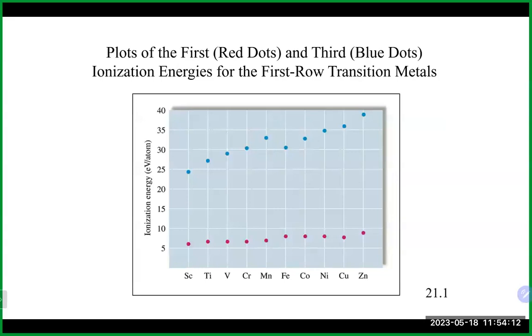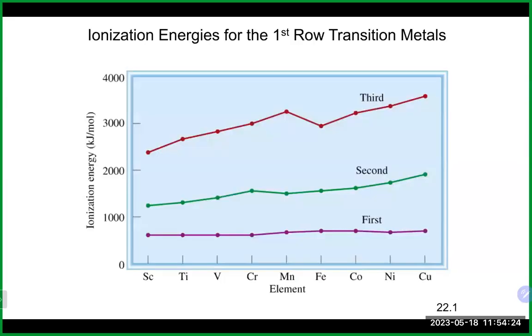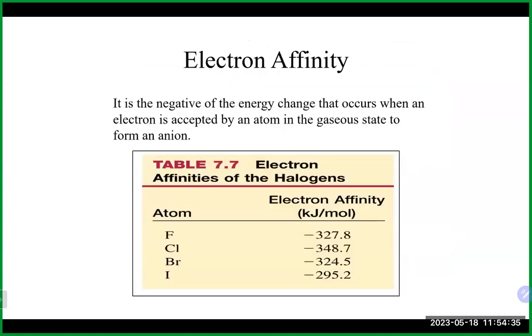Here's our first versus third ionization energy. And again, you can see as you jump to that third ionization energy, trying to remove the third electron, much more energy is required to do so. Here's another graph in case you didn't like that first one that shows the second one as well. And again, the first to the second to the third increasing in terms of energy required to remove those electrons.